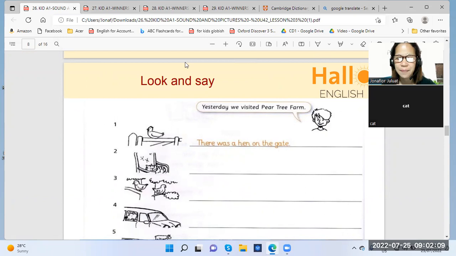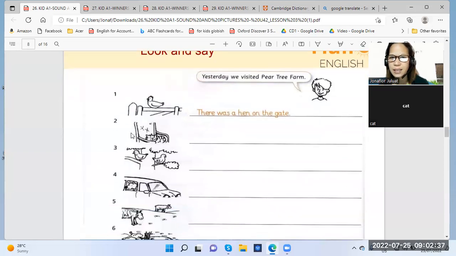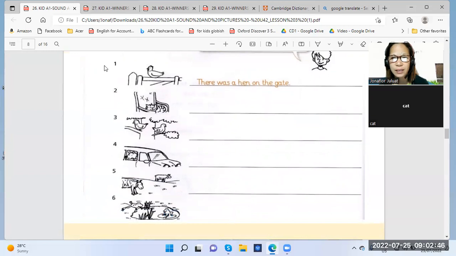All right, so are you ready? Hello? Are you ready? Can you hear me clearly? Okay. The question on the gate. Oh, look at these pictures. So yesterday, they visited Pear Tree Farm. So look at the picture. This is what they see in the farm.